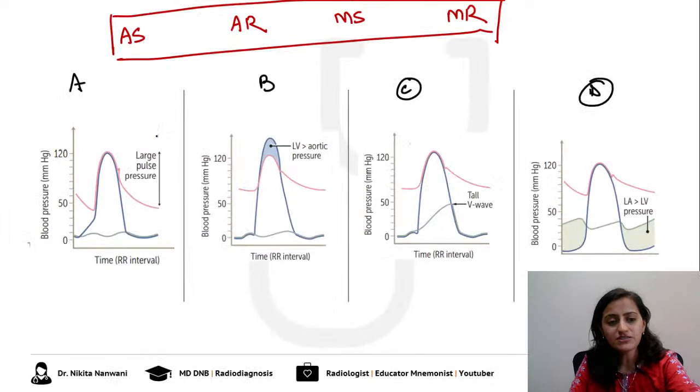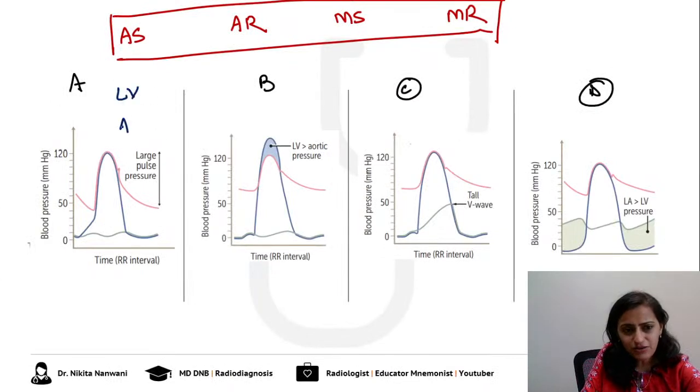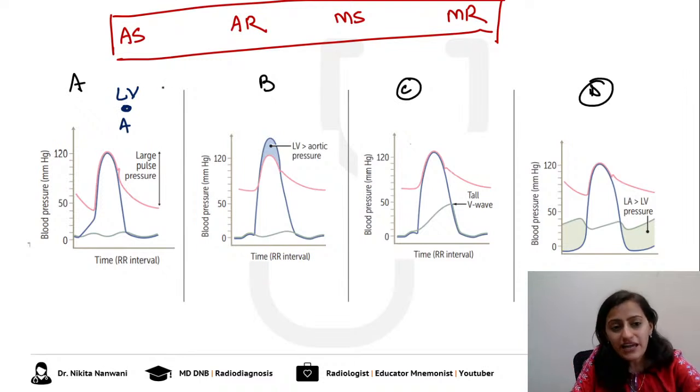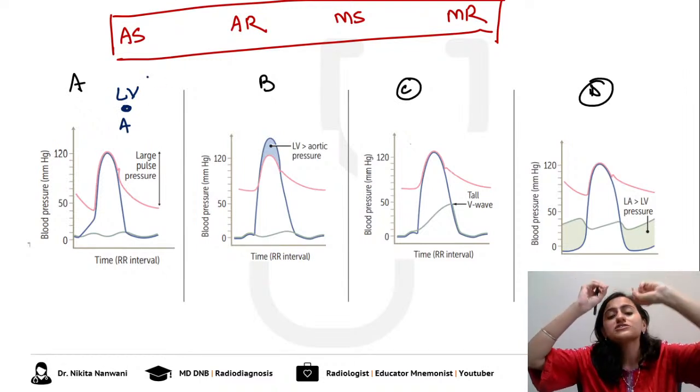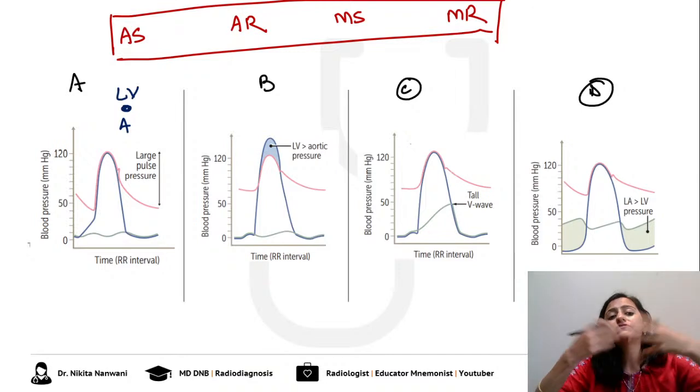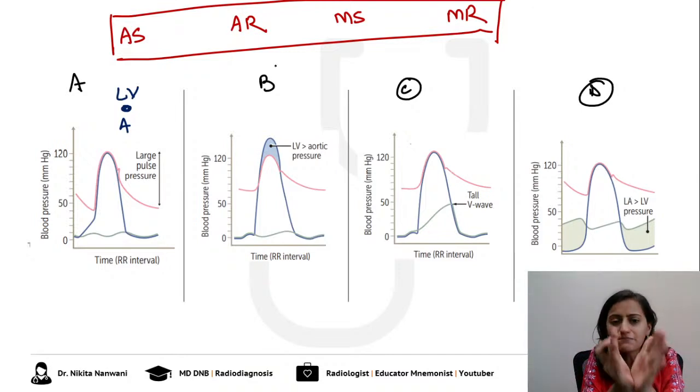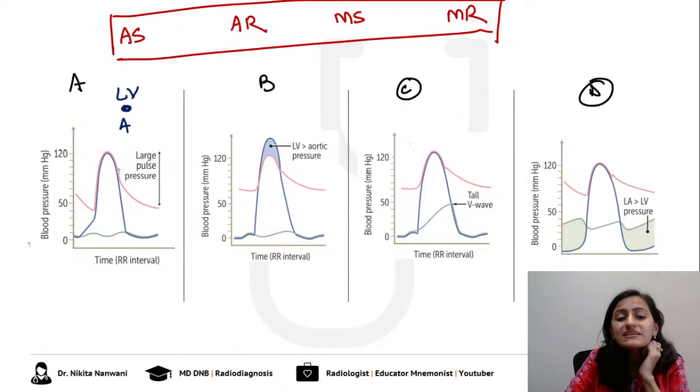So, aortic stenosis is basically this left ventricle going to aorta. The door is very narrow. So, the left ventricle will have to increase the pressure more. ज़्यादा जोर से धक्का देना पड़ेगा. Will have to increase the pressure. जितना ज़्यादा कम narrow होगा door, we will have to increase the pressure more.